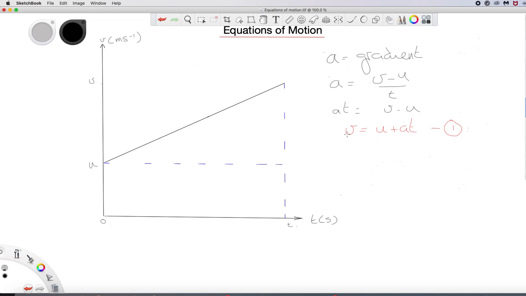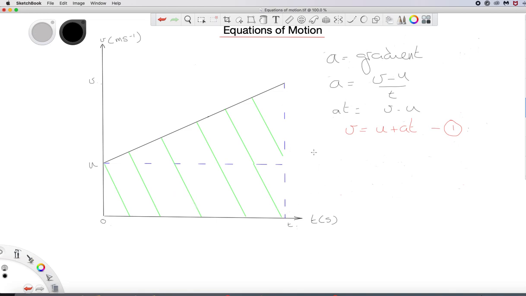Now we know that the displacement, distance travelled in GCSE terms, the displacement is the area under the graph. So this area here is the displacement, and we can work that out in one of two ways. We could say it's the area of this triangle plus the area of this rectangle, or we could say it is the area of this trapezium, and that's what I'm going to do.